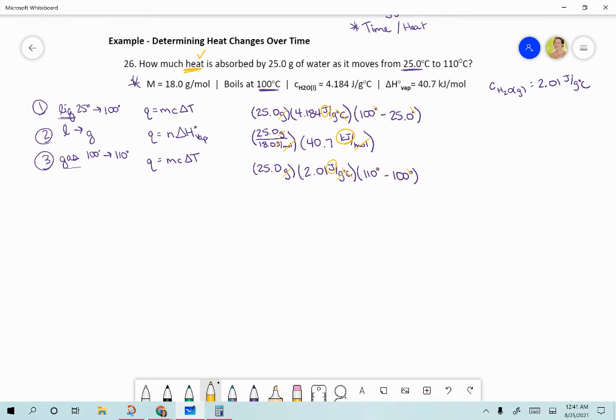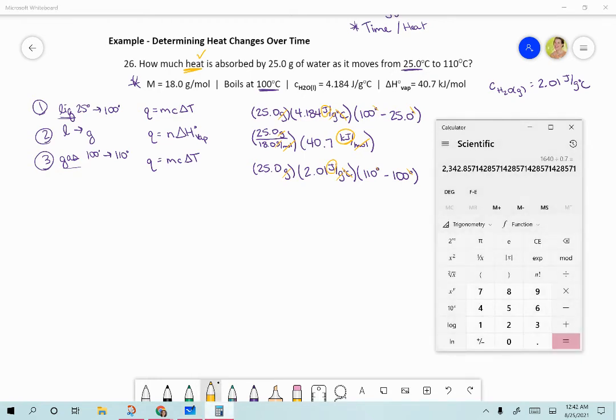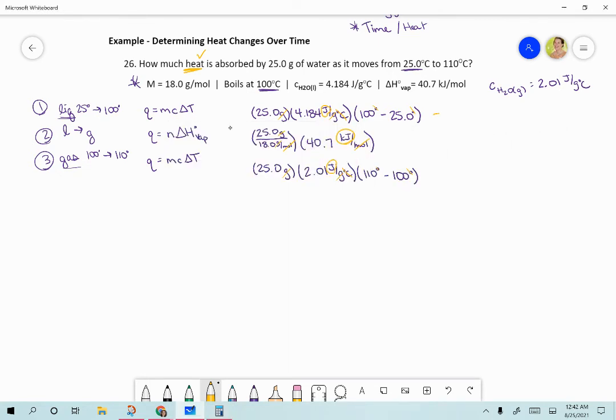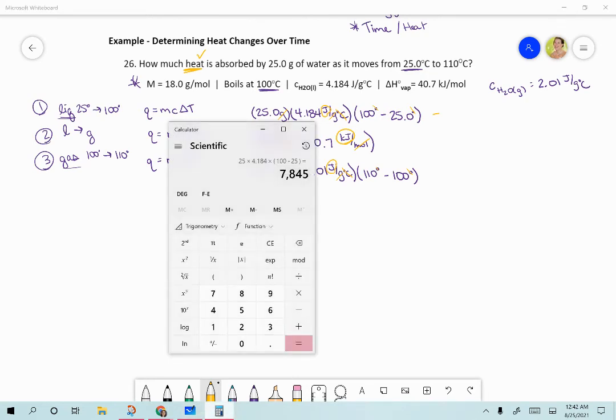So let's go ahead and do the math on these problems. So when I type this first one into my calculator, I'm going to type in 25 times 4.184 times, now I need to start a set of parentheses. I'm going to take 100 minus 25. You could also just do that mental math. That one's pretty easy. It's 75. So when I close that parenthesis, it calculated for that. I have to make sure to hit the equal sign again. When I hit the equal sign again, this gives me my final answer, which is 7,845.